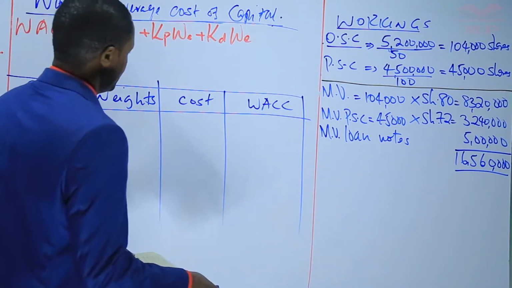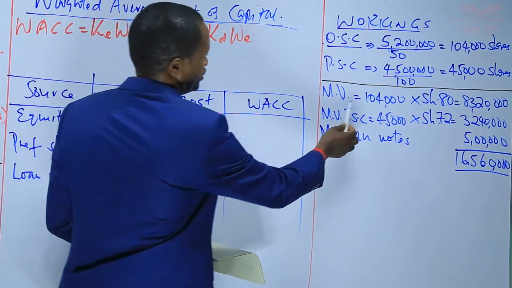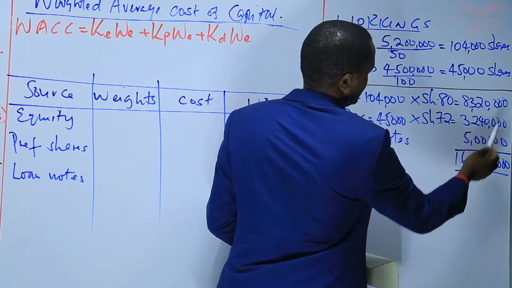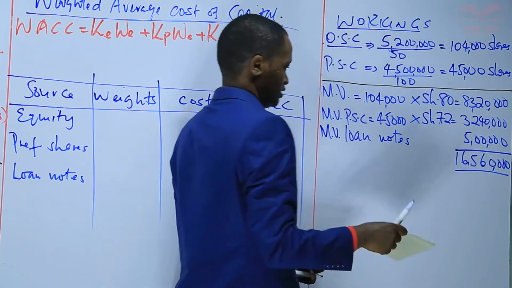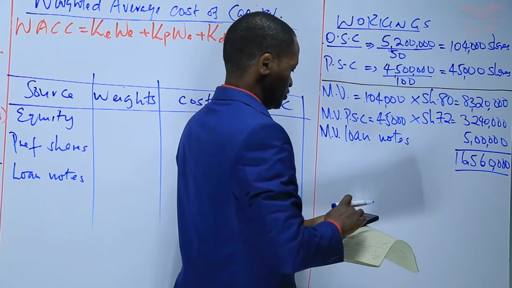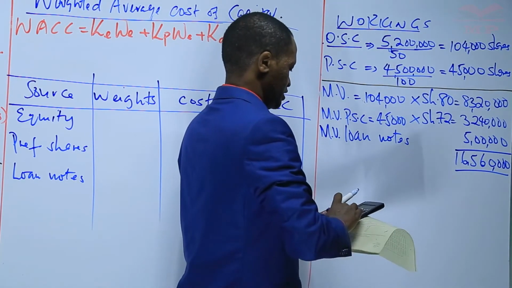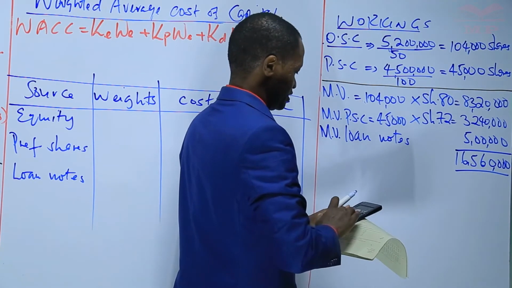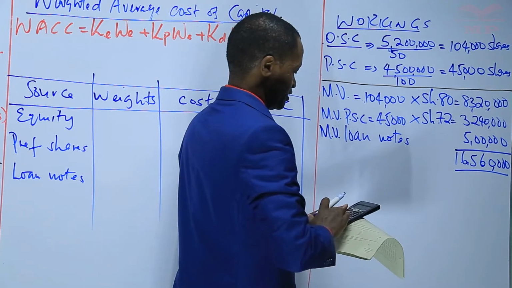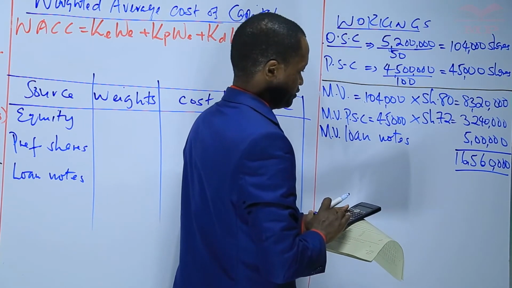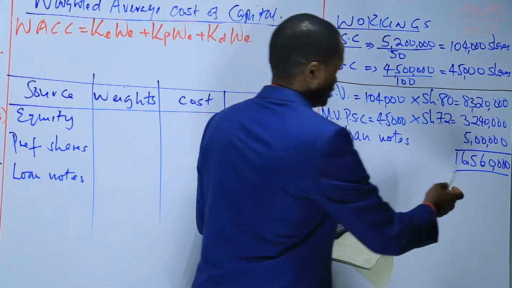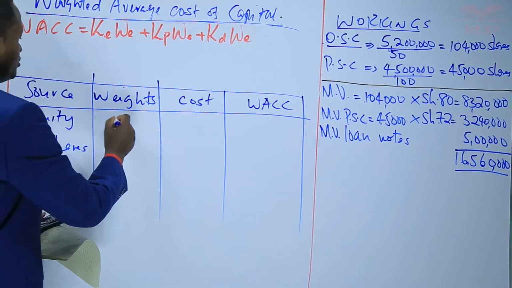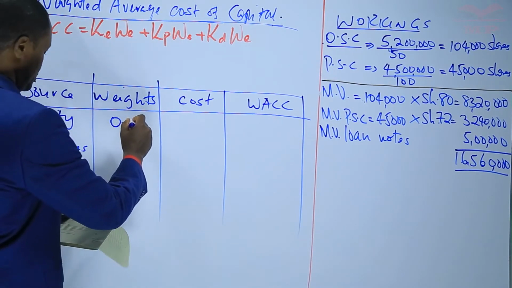So to get the weight of ordinary share capital, we will divide 8,320,000 by 16,560,000. That will give us the weight for ordinary share capital. 8,320 divided by 16,560. This weight for ordinary share capital is 0.5.